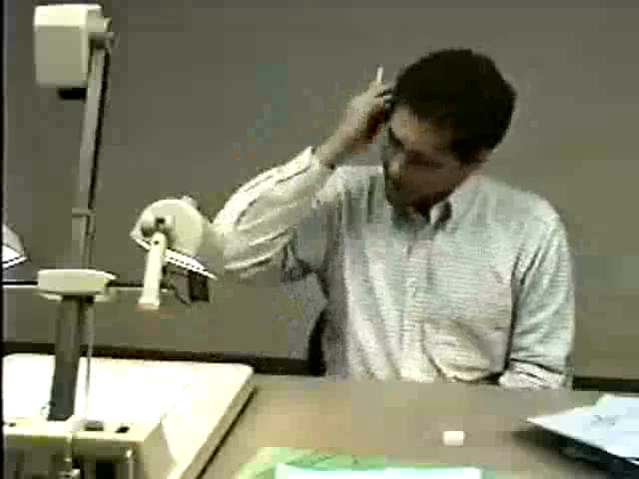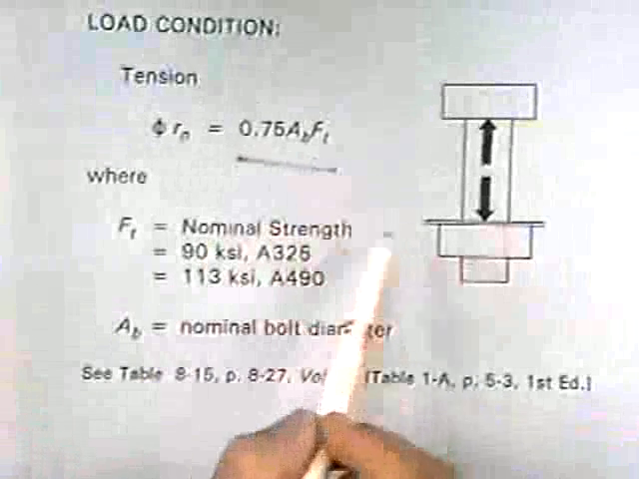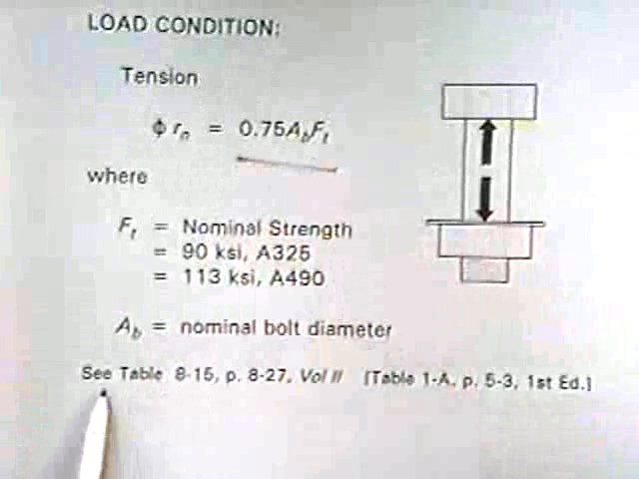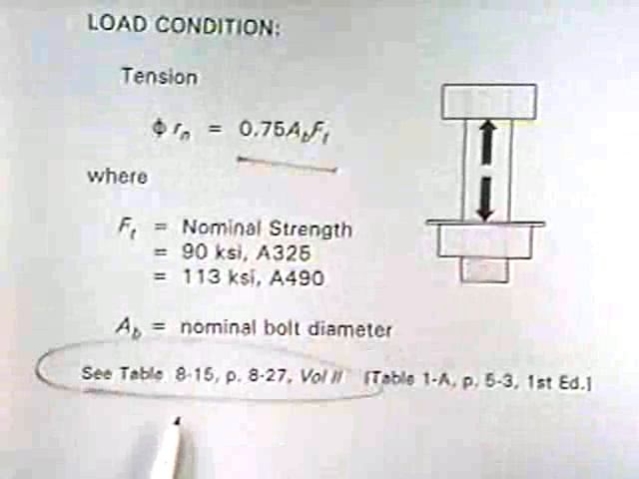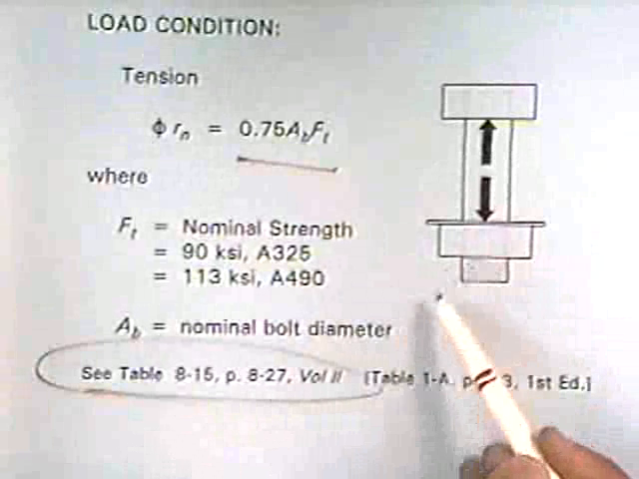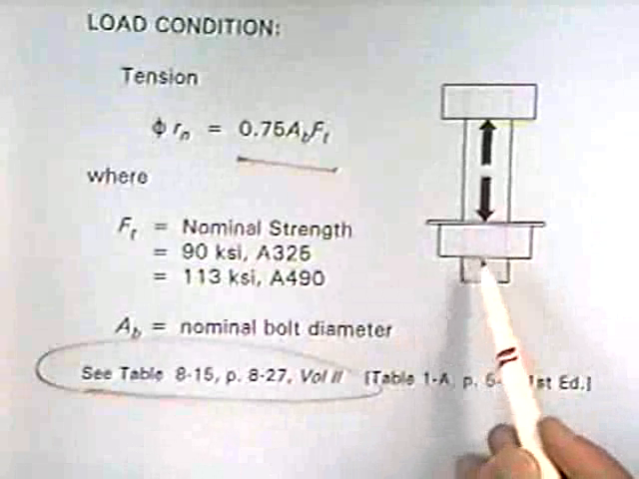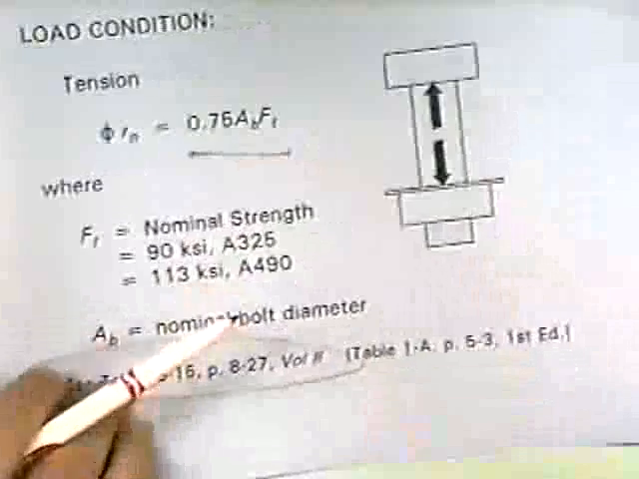Okay, load conditions that we have for bolts, they're either in tension, as shown here, or in shear. The strength of a single bolt in tension is given by this formula. Don't worry about it because all the strengths for the various bolt diameters are given in tables. Most of the time, there's very few structural connections that load the bolts in tension. They're usually in shear.